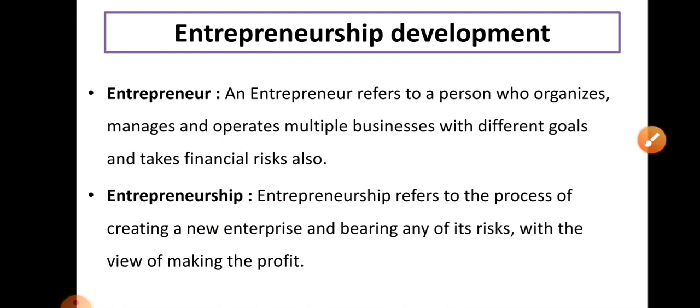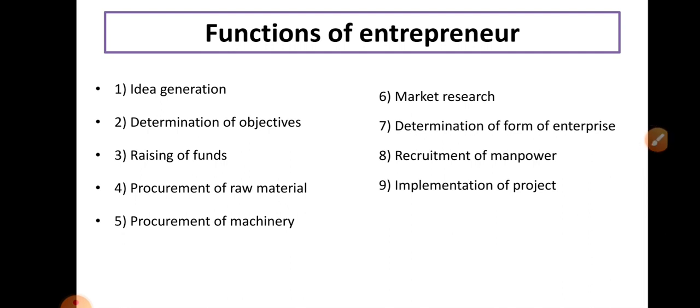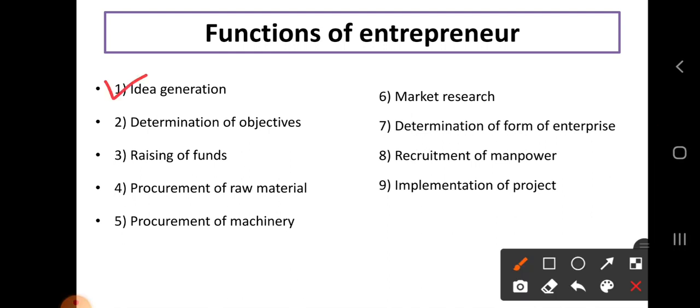Okay, then we'll see what are the functions of an entrepreneur, what different functions are performed by these entrepreneurs. So the first one is idea generation. What kind of business or enterprise do I want to start with the availability of my resources? Then the second one, determination of objectives and goals. What are the objectives or motto of starting my enterprise? What am I actually hoping for from that business activity? Am I hoping for profit, or am I looking at satisfying the needs of customers at reasonable rates, or am I looking at providing goods and services to the consumers?